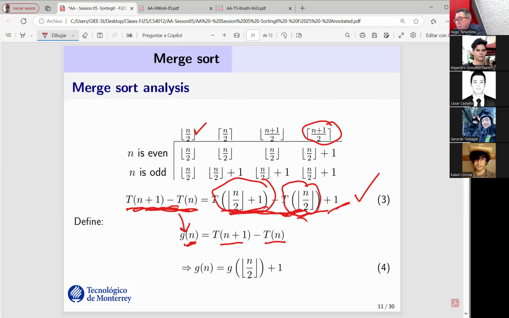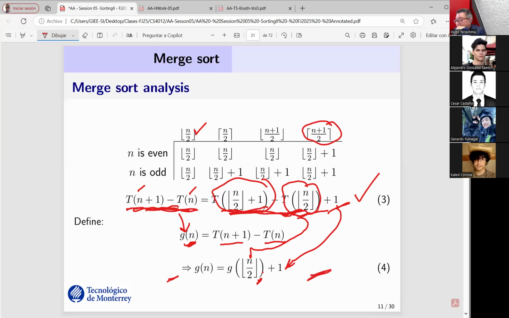That part is g of n over 2 floor, right? Because this is n over 2 floor, and this is n over 2 floor. So if this is g of n, this is going to be g of n over 2 floor. Do you follow me? And then this plus 1 is here. So I have a simpler expression here, right? G of n is equal to g of n over 2 floor plus 1.